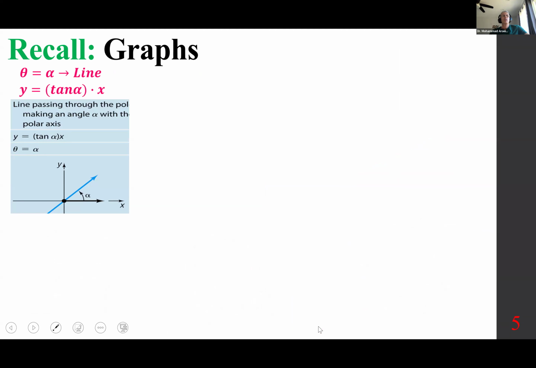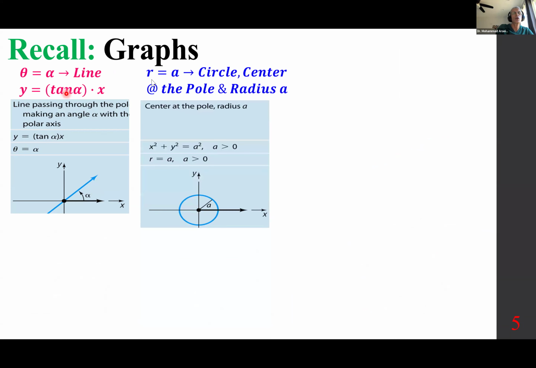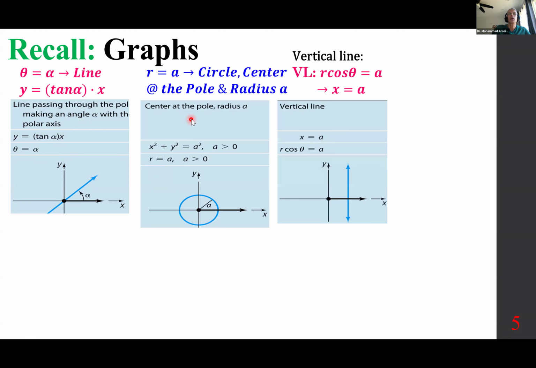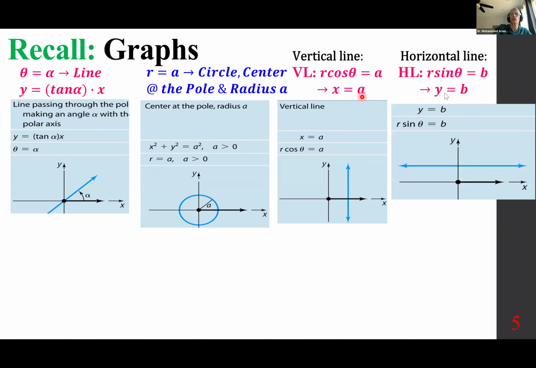What about the graphs? Refreshing everyone's memory. When theta is equal to alpha, that represents a line that goes through the origin, y equals tan alpha times x. When r equals a, that's a circle centered at the pole, or 0, 0. So r equals a is the same as x squared plus y squared equals a squared. When r cosine theta is a constant a, that represents a vertical line, x equals a. When r sine theta equals a constant b, y equals b, it's a horizontal line.